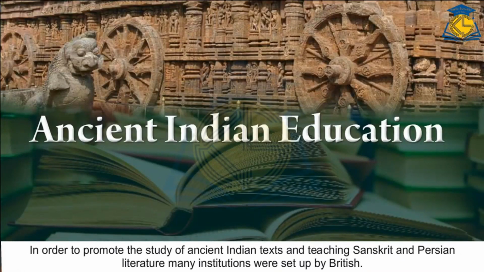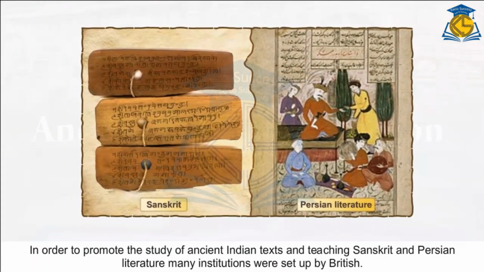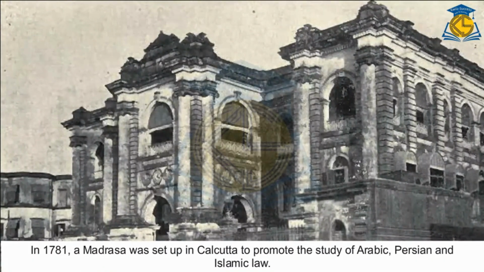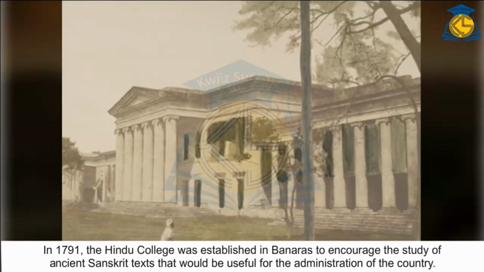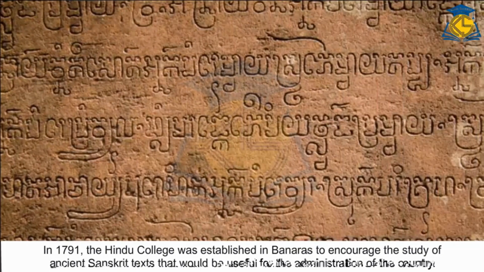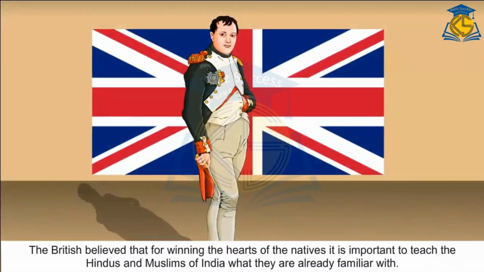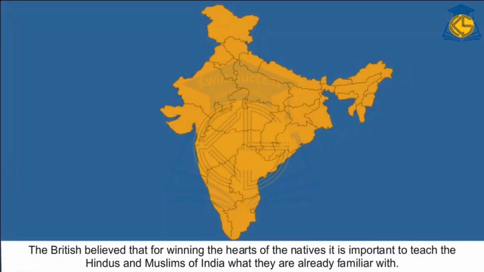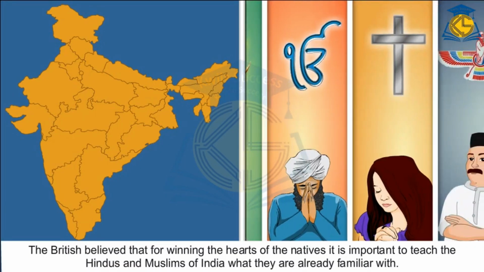In order to promote the study of ancient Indian texts and teaching Sanskrit and Persian literature, many institutions were set up by the British. In 1781, a madrasa was set up in Calcutta to promote the study of Arabic, Persian and Islamic law. In 1791, the Hindu College was established in Banaras to encourage the study of ancient Sanskrit texts that would be useful for the administration of the country. The British believed that for winning the hearts of the natives, it is important to teach the Hindus and Muslims of India what they are already familiar with.